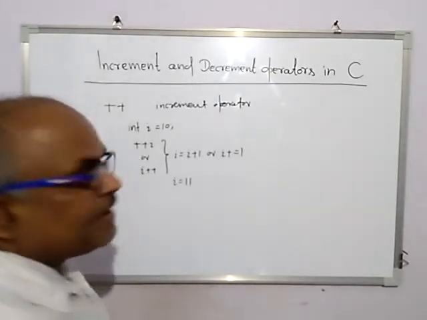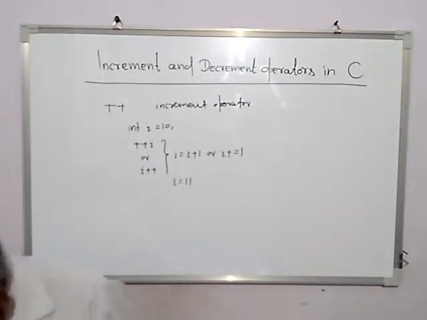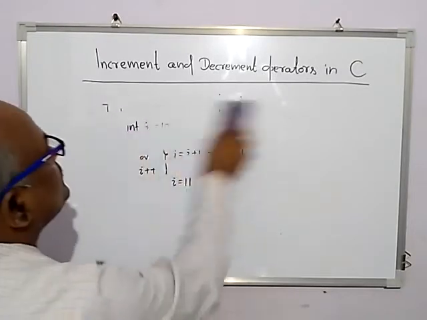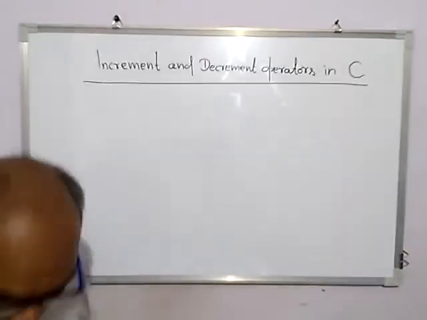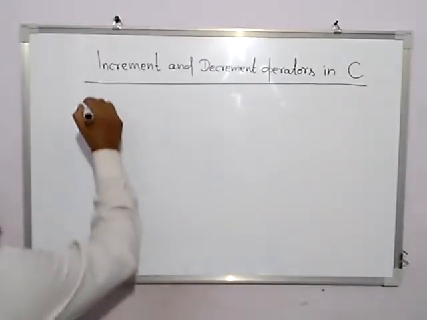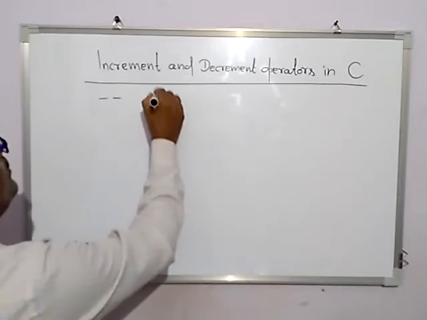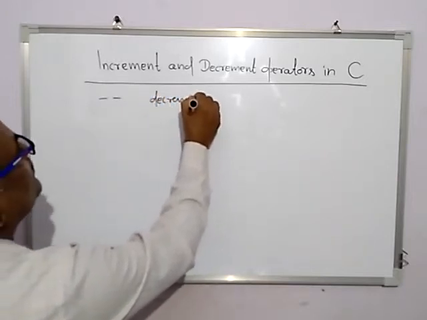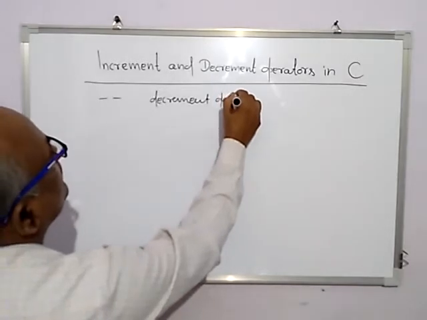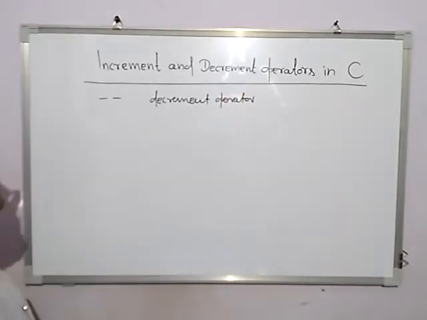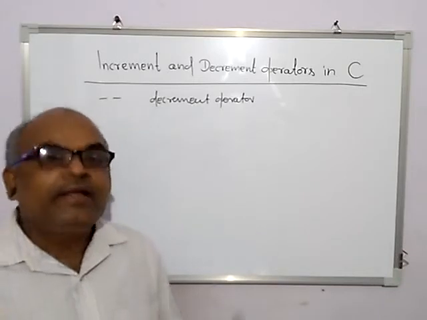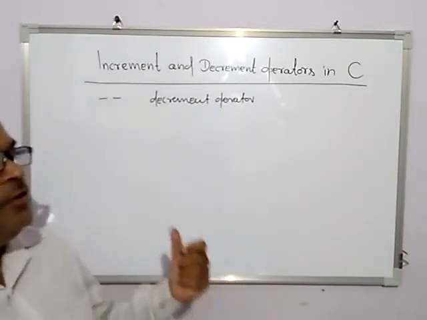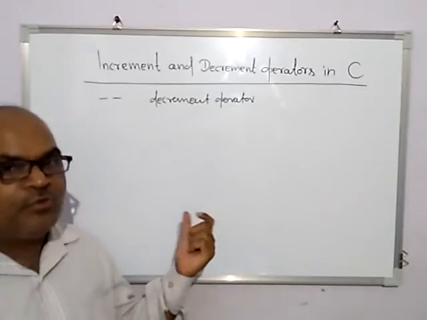Similarly, what is decrement operator? So plus plus is called increment operator. Now what is decrement operator? Minus minus is called decrement operator. What is the use of decrement operator? It is used to decrease the value of the variable by 1. It is also a unary operator. Why is it a unary operator? Because it requires only one operand.